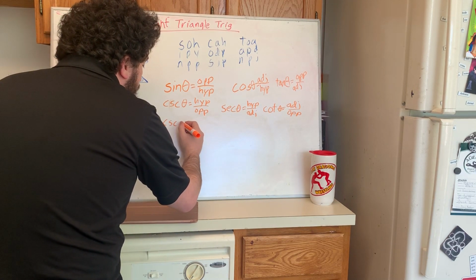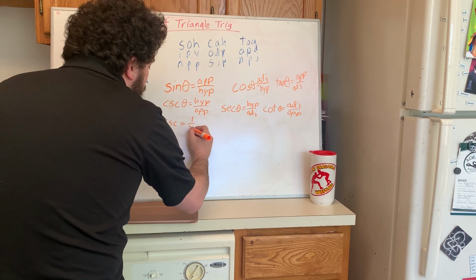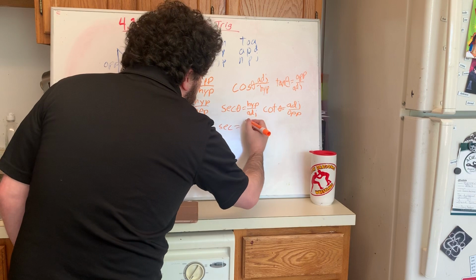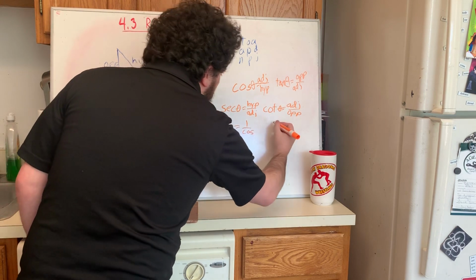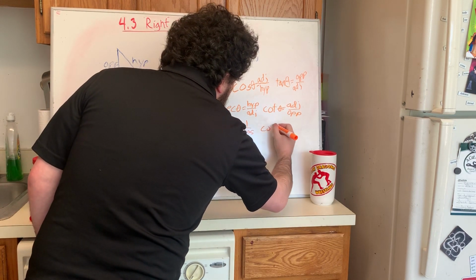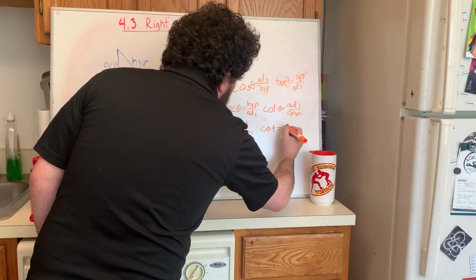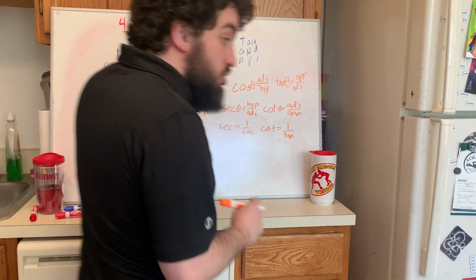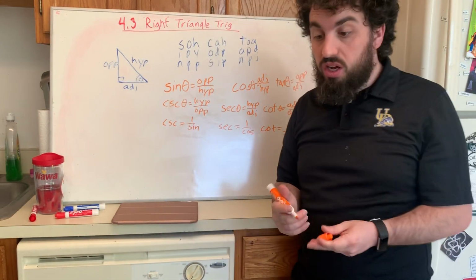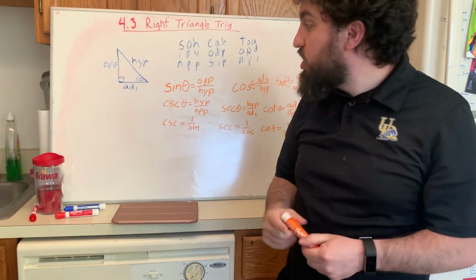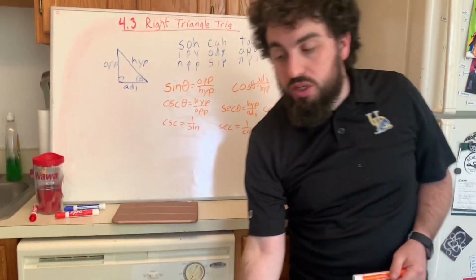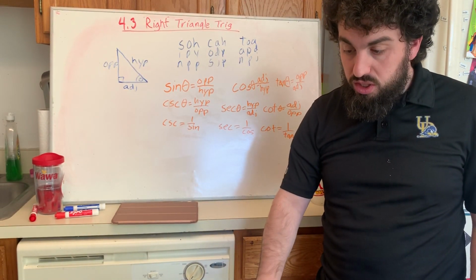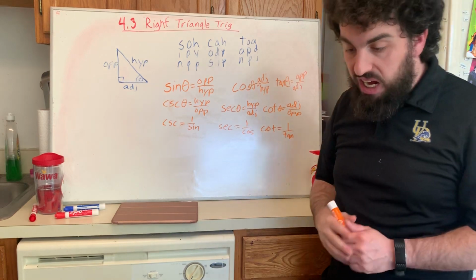We can also state it this way. Cosecant is equal to 1 over sine. Secant is equal to 1 over cosine. And cotangent is also equal to 1 over tangent. So those are all different ways of talking about our 6 different trig functions. So let's look at these a little bit in action.